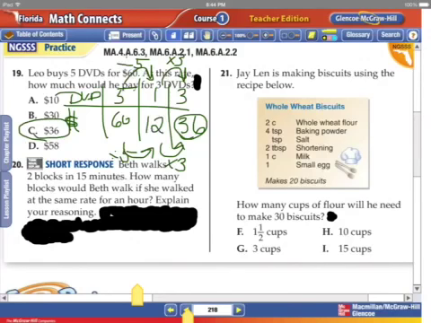Alright? So just that thinking is going to help you out with figuring out whether you're going up and down and how much you need to go up and down by. And then the other important thing to remember is make sure whatever you do to the top, you do the same thing to the bottom to keep these ratios equivalent to each other.